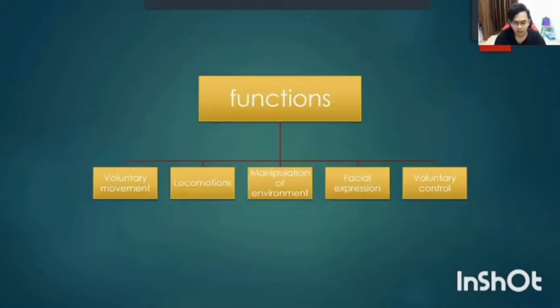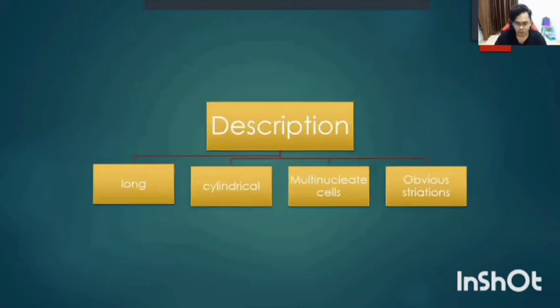The functions of skeletal muscle are voluntary movement, locomotion, manipulation of the environment, facial expression, and voluntary control. So we can describe the skeletal muscle based on its long cylindrical form, multinucleate cells, and obvious striation.